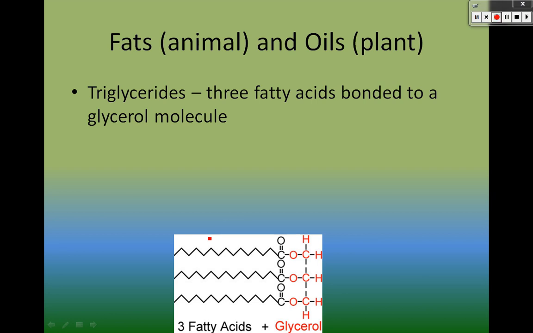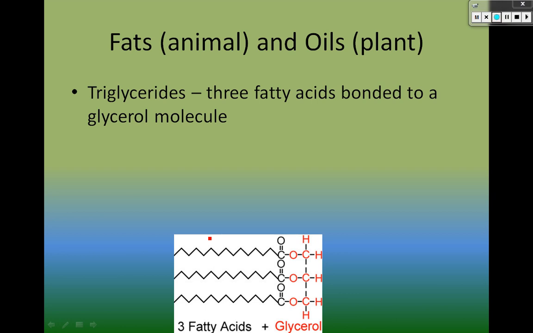So what are fats? When we say fats, we're talking about these things called triglycerides, and we'll talk about what those are in a minute, but from animals. And when we say oils, we're talking about the exact same thing, but from plants. Animal fats tend to be saturated, whereas plant oils tend to be unsaturated. That's why something like olive oil is better for you than butter: butter comes from animal fats, so that's saturated fat, while olive oil comes from a plant, so it's unsaturated.